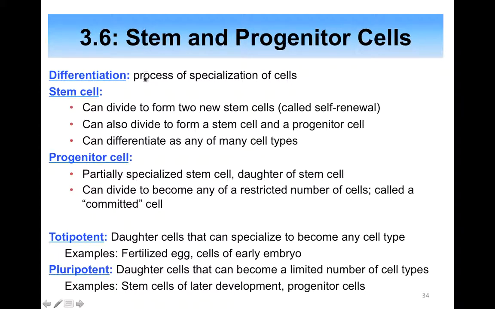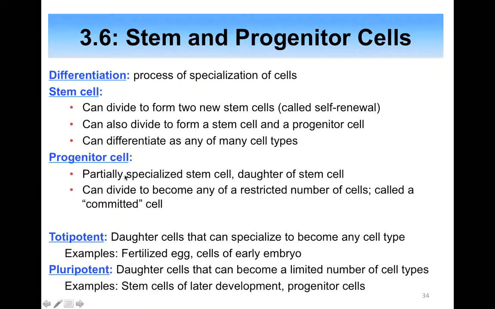Cell differentiation is what allows a stem cell to become many different kinds of cells. Stem cells can divide to form two new stem cells. That's stem cell self-renewal, where one stem cell divides into two stem cells. They can also divide to form a stem cell and a progenitor cell. We see this with our bone marrow. We see this with our gamete production to make our sperm and eggs, and they can differentiate as any of many cell types. So stem cells can become a lot of different types of cells.